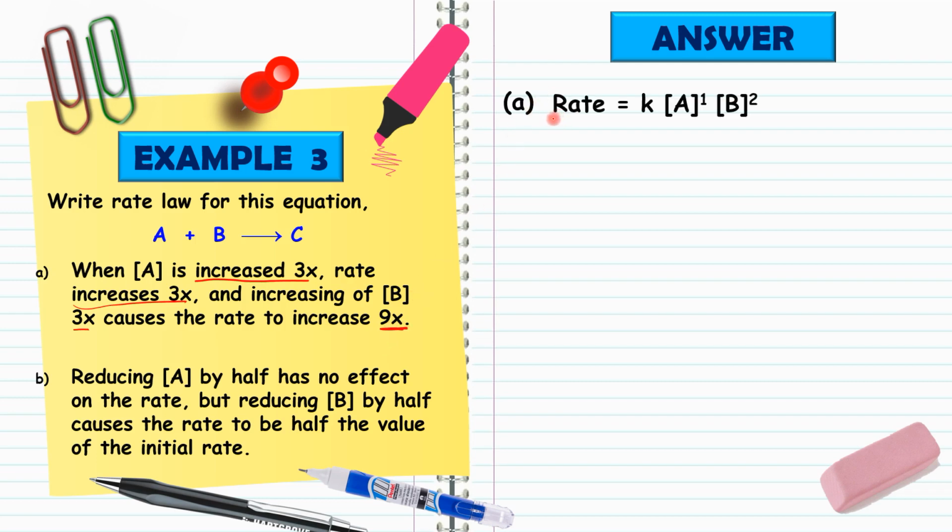Don't forget to write the title: rate is equal to k [A]^1 [B]^2. Right, now for another example: reducing A by half has no effect on the rate, but reducing B by half causes the rate to be halved. So the concentration of A is zero order, whereas B is first order. Answer like this: rate equals k [A]^0 [B]^1.